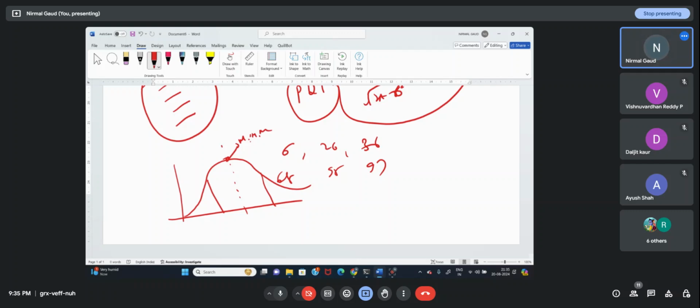This can be 68% of the data. Then if we add one more part, it will be 95%. So there is the sigma, 2 sigma, 3 sigma rule according to the distribution.